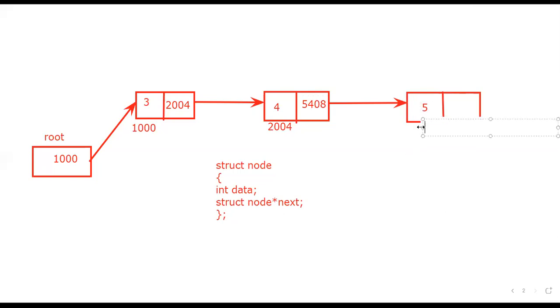So what is the address of this one? 5408. So after that, here the linked list is stopped. So this is the structure of a linked list, single linked list. The memory representation of a linked list is like this.